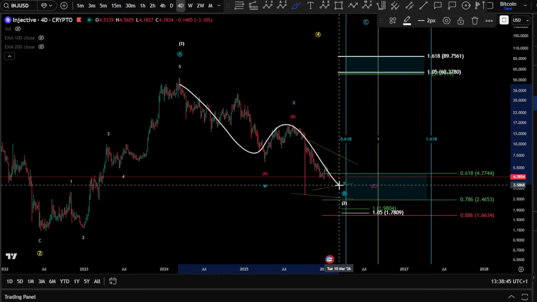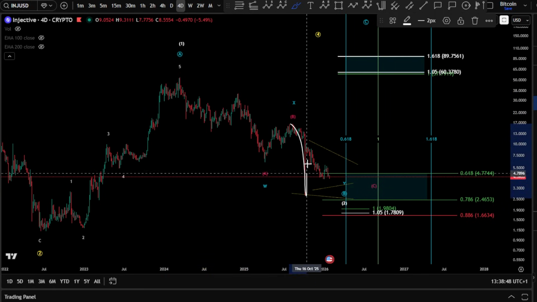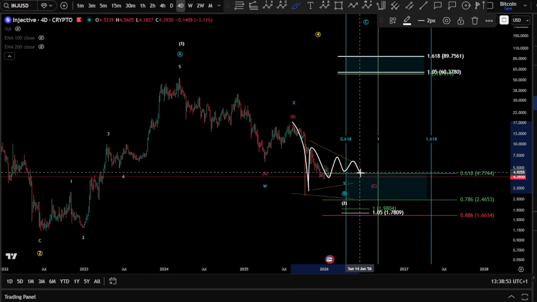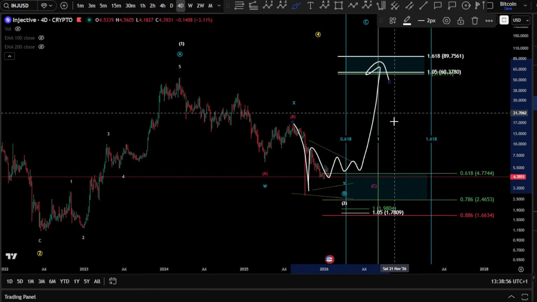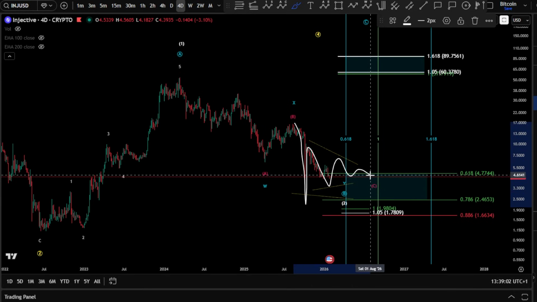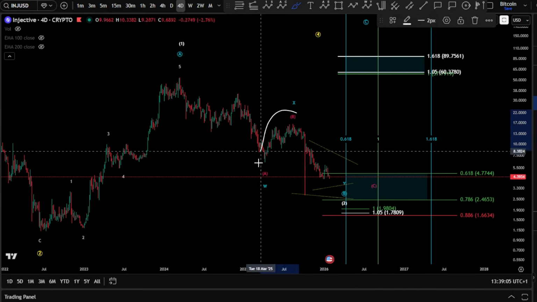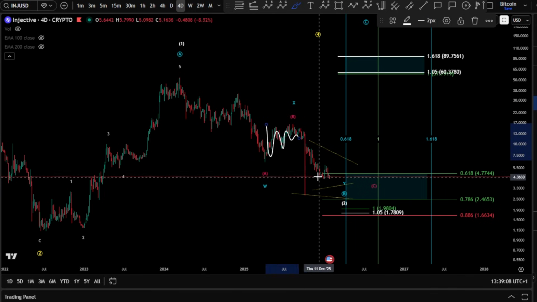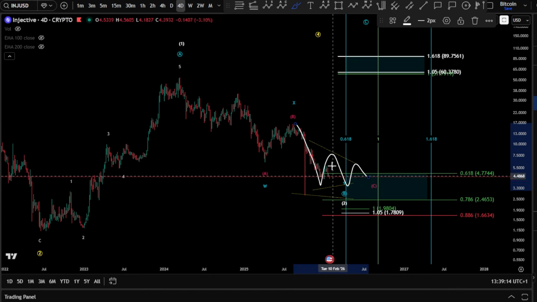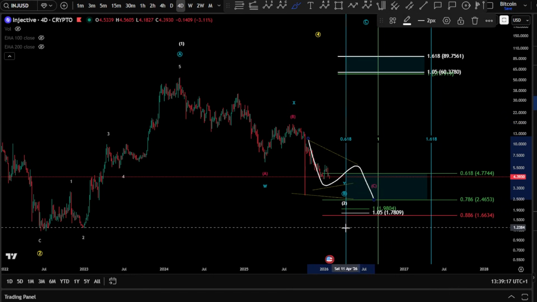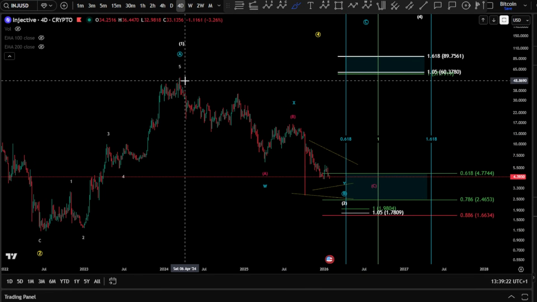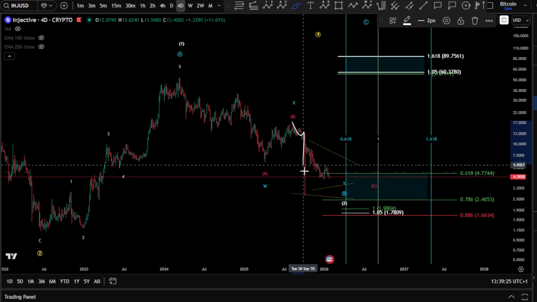And then WX and a Y here can be the A, B, and a C, or it can be the Y, the triangle, A, B, C, D, and an E, taking the time and then pushing for higher. Why I think that it is allowed to be a triangle here for Injective is that the X is not a triangle like Rndr and FET. It is a zigzag. So it is very likely to get a triangle or a flat, or potentially still be a zigzag, also a possibility.